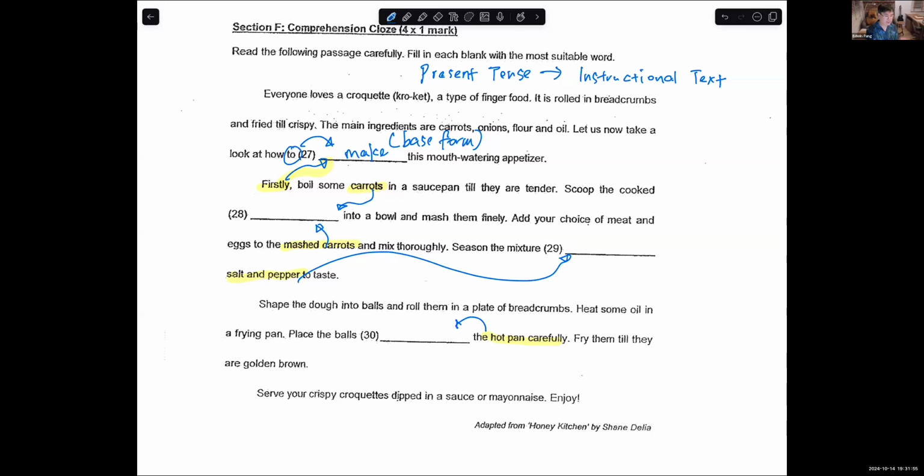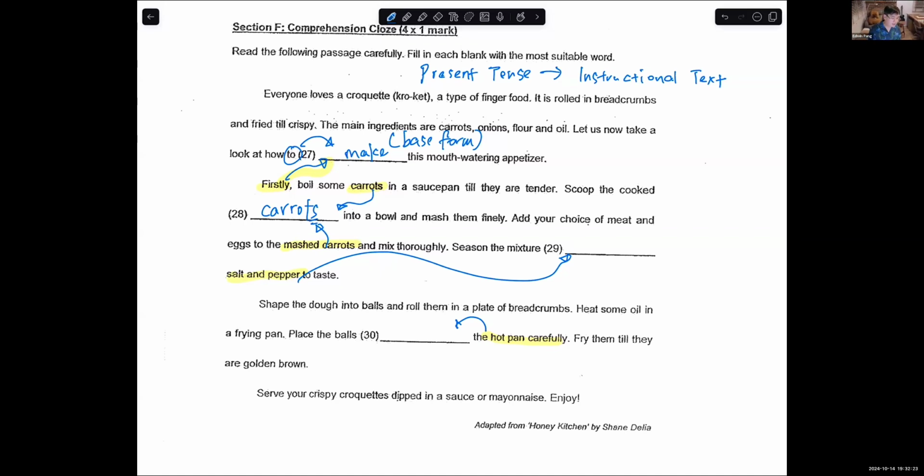Next. Let's look at the second paragraph. Firstly, boil some carrots in a saucepan until they are tender. Scoop the cooked what? What has just been cooked? Brennan? The carrots. Yeah, so the carrots. Now, be careful, it must be S, because I'm not cooking only one carrot, right? I'm cooking quite a number of them. Scoop the cooked carrots. Gautam, did you want to try the next answer?